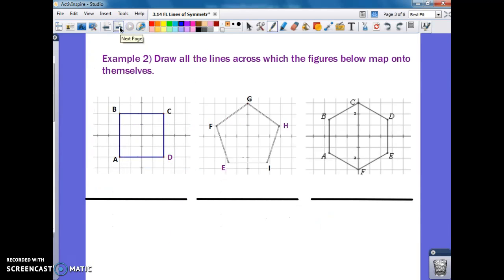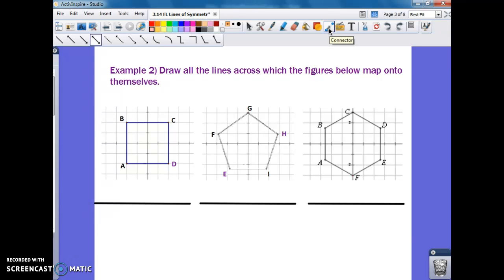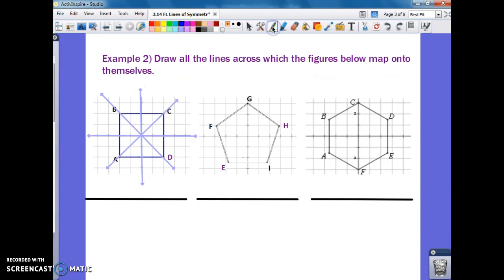So now we have three shapes, and we need to draw all the lines across which the figures below map onto themselves. First we have a square, and we want to draw the lines on which a square maps itself onto itself. Of course we have the obvious ones, which are the horizontal and vertical ones. But with it being a square, you also have the two diagonals. So that gives you 4 lines of symmetry.